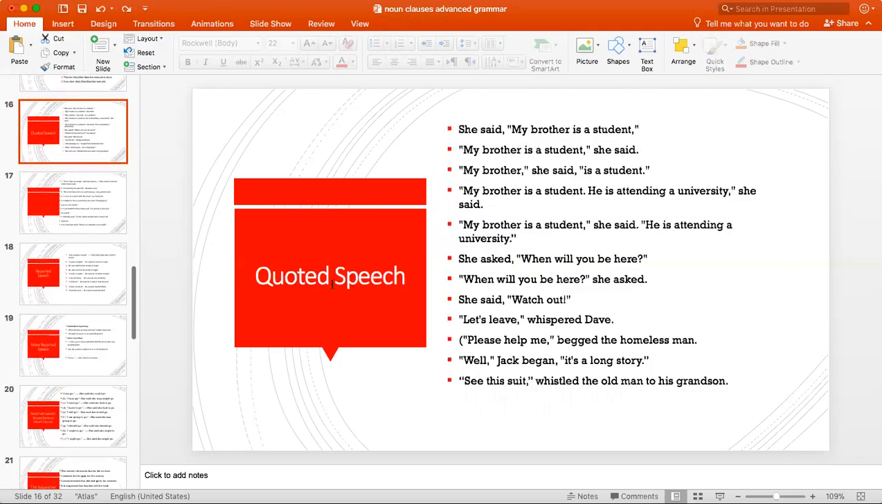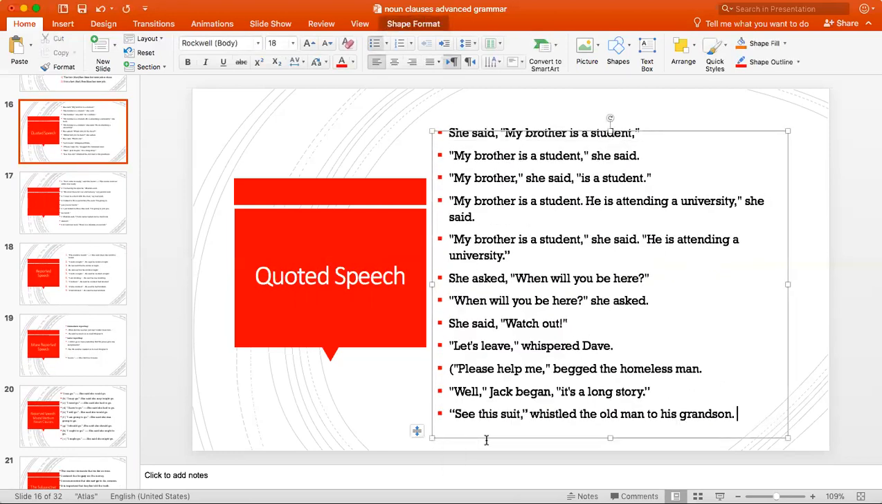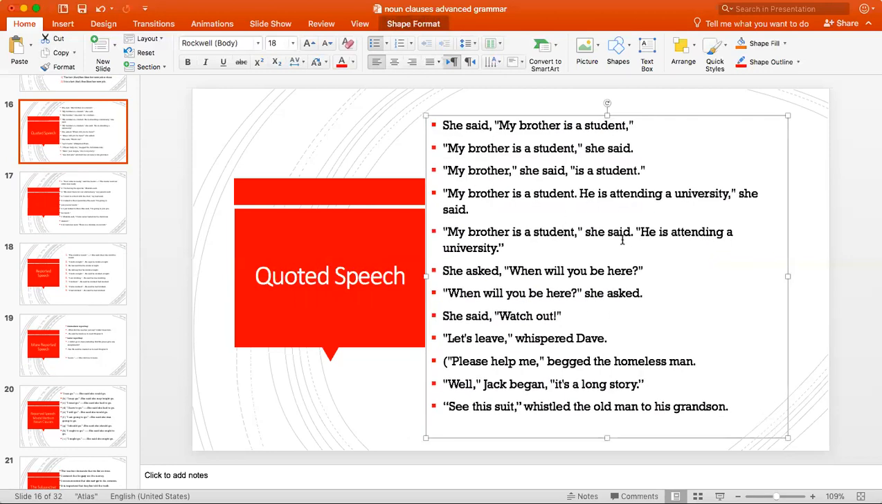Now, next, we move to talk about quoted speech. Here, I want you to focus more on the punctuation marks, where we add them. Look at this. Sentence number one here. She said, and you should add a comma rather than a colon. A comma is better. My brother is a student. Sorry, this has to be a full stop, because notice the punctuation mark here is inside the quotation marks, the inverted commas. And the comma here is before.